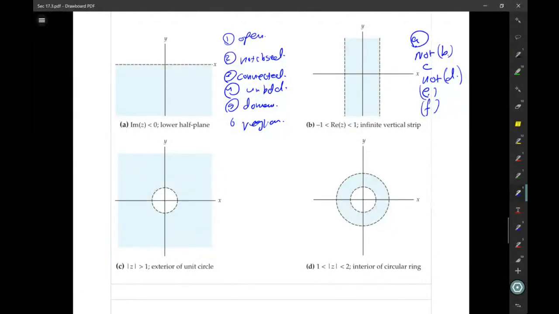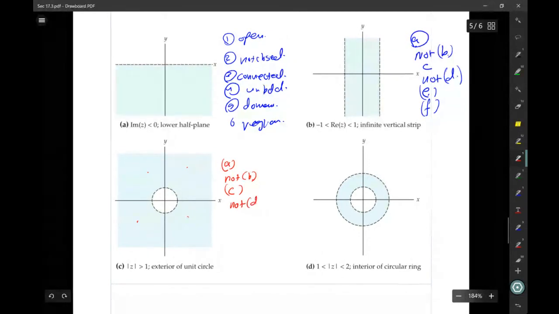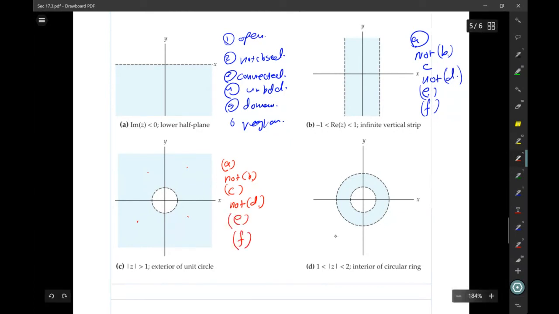Let us see this set that I have here. It is open but not closed, not B. It is connected because you can connect any 2 points, but it is unbounded because it goes to infinity and minus infinity, not D. Is it a domain? Yes, a domain. A, B, C, D, it is E. Region? Yes, it is a region.